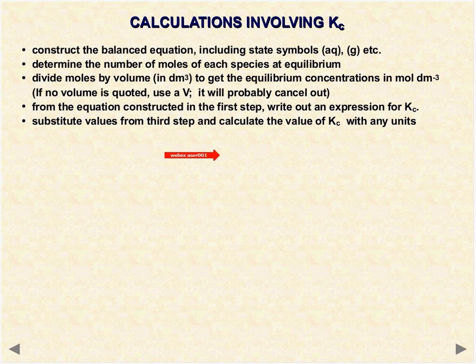Once you know the number of moles, you know it is a concentration. So you divide the moles by volume to get the equilibrium concentration in mole per decimeter cube. This was the volume of the complete mixture at equilibrium, right? If no volume is quoted, you can use a V, which will eventually cancel out because it will be in all the terms. From the equation constructed in the first step, you can write an expression for Kc and then substitute the values to calculate the value.